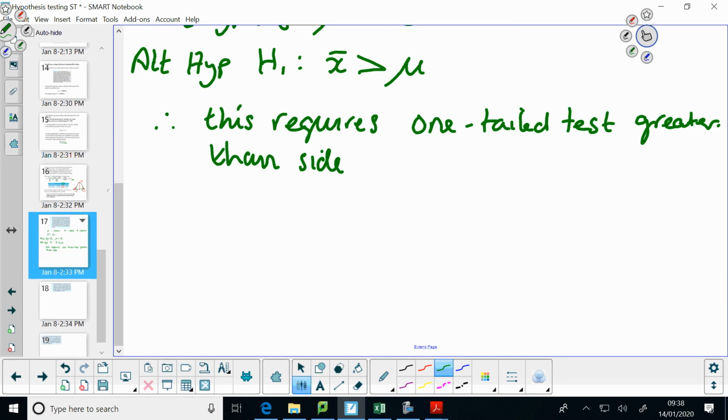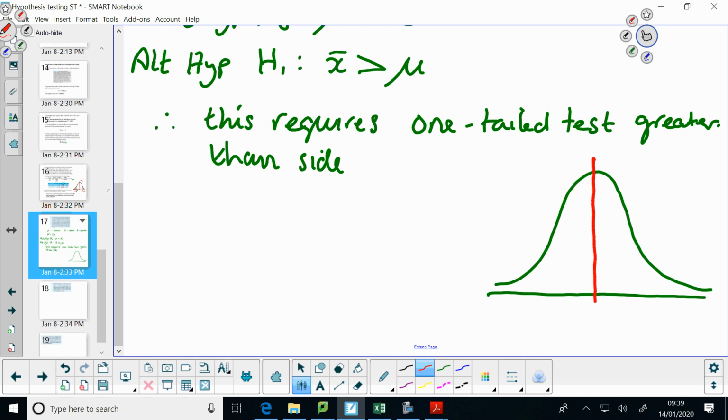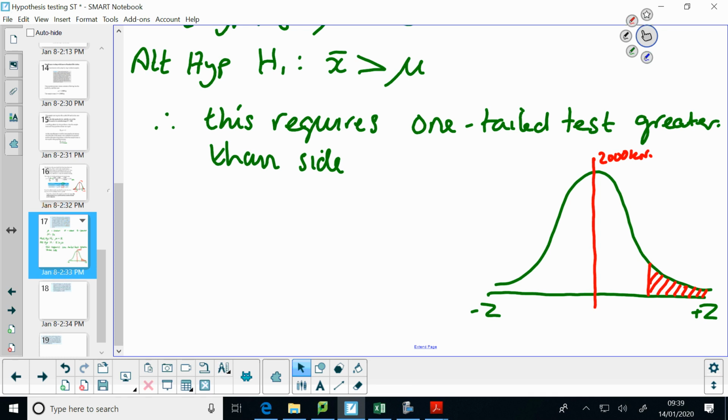So if we sketch the normal distribution as we're looking at it here, there's our mean of 2,000 kilonewtons. We're interested only in the 5% on that side. So we've got a one-tailed test, greater than, because it's the values across here, the positive values. We're only interested in that one positive side in this case.